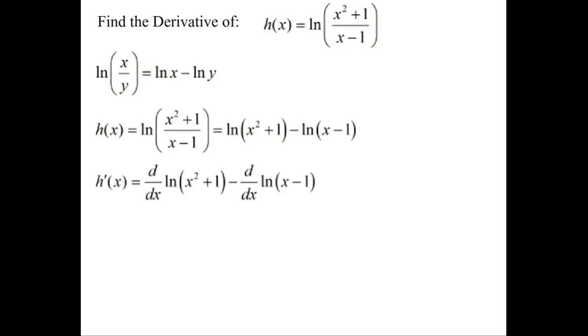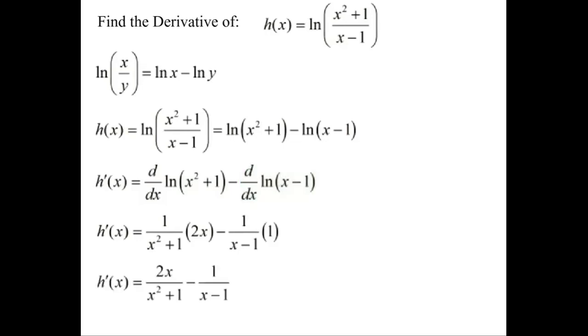You can rewrite the expression as the natural log of x squared plus 1 minus the natural log of x minus 1. So now that we have a difference of logarithms, we apply the difference rule and we take a derivative of each term. So taking a derivative of the first term, that's going to be equal to 1 over x squared plus 1 times 2x minus the derivative of the natural log of x minus 1, which is equal to 1 over x minus 1 times 1.